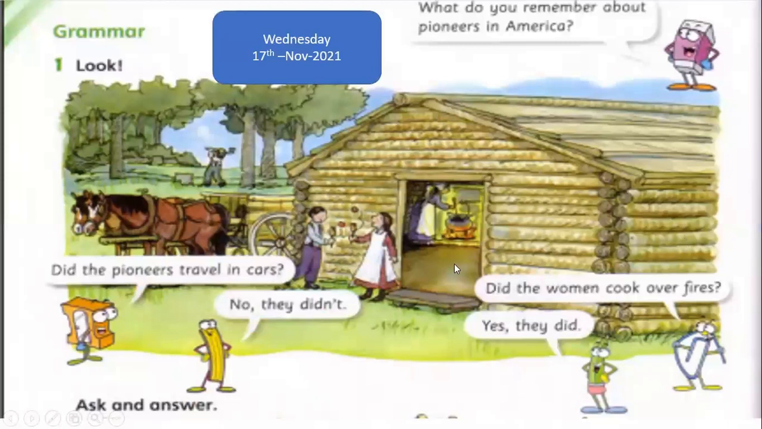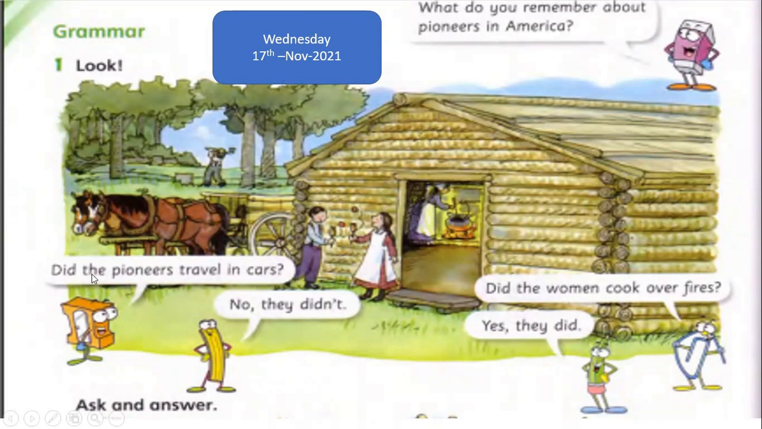Here you can now open your pupil's book, page 52. As you can see here, we have a question on top of the page. What do you remember about pioneers in America? We said that pioneers needed houses and fields. The women in the past used big pots to cook food. The children played skittles, they played skipping, they had a cup and ball game, and many things. We have learned a lot about pioneers in America.